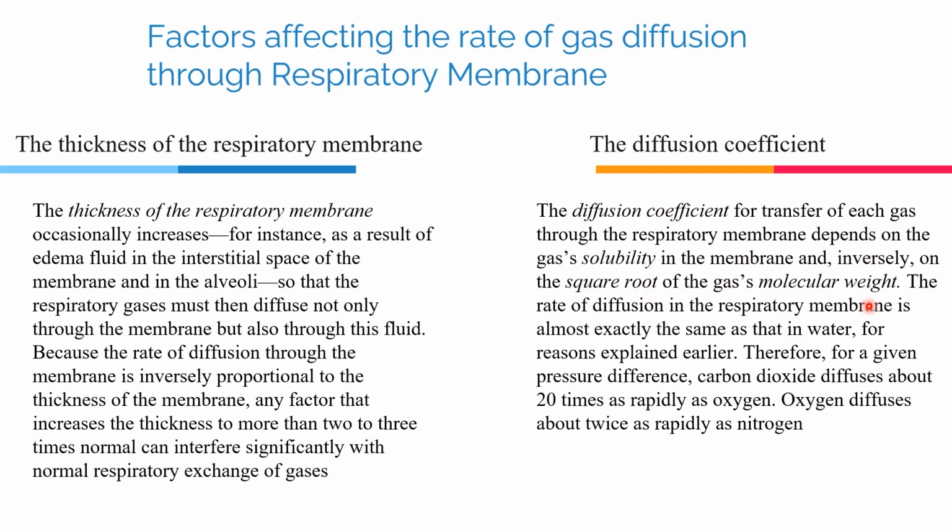The rate of diffusion in the respiratory membrane is almost exactly the same as that in water, for the reason that we have already seen. Therefore, for a given pressure difference, carbon dioxide diffuses about 20 times as rapidly as oxygen. Similarly, oxygen diffuses about twice as rapidly as nitrogen.